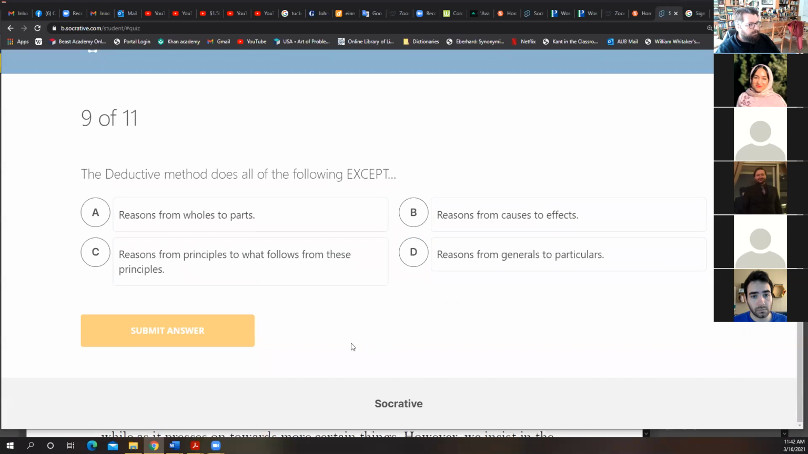Good, we didn't spend too much time there. The deductive method does all of the following except: deductive reasons from wholes to parts, from principles to what follows from these principles, reasons from causes to effects, or reasons from generals to particulars. Andre, do you have an answer for us?